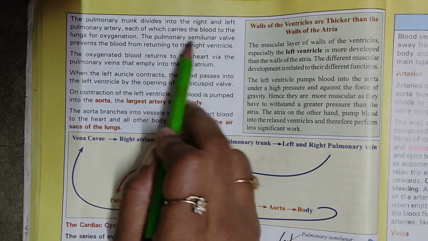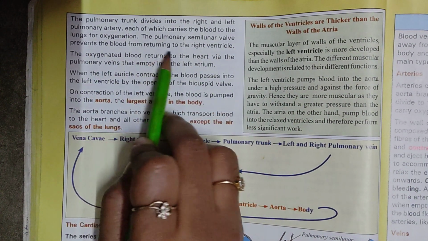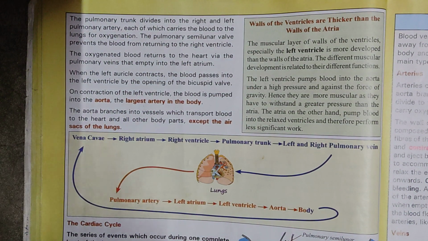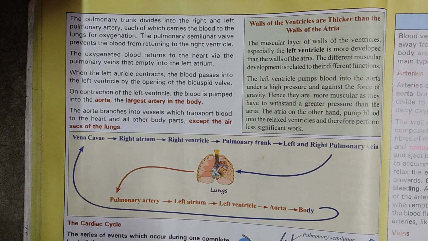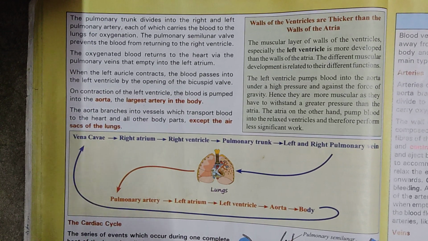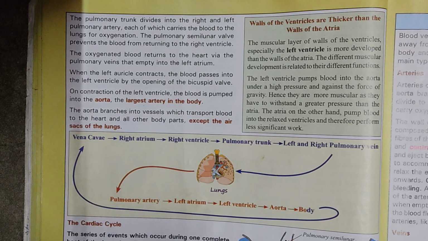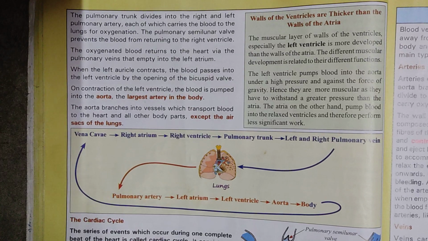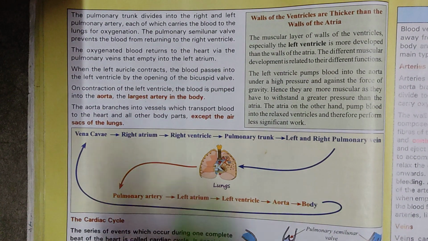Now see, the pulmonary semilunar valve prevents the blood from returning to the right ventricle. In the pulmonary artery or pulmonary trunk, there is the presence of what? The pulmonary semilunar valve. What is the work of this semilunar valve? It will not allow the blood to return back to the ventricle. Now oxygenation occurs.